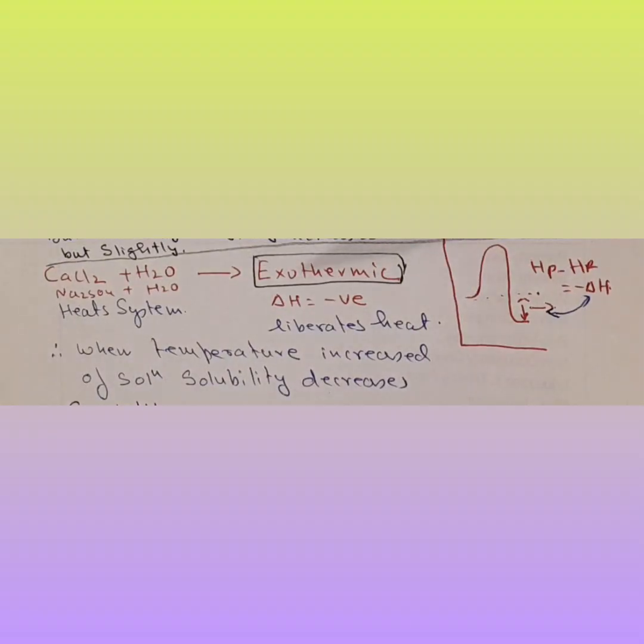Alright, now let's check out the exothermic process. Calcium chloride, sodium sulfate solution. When we add calcium chloride or sodium sulfate salt in water, it's an exothermic process. This is the profile where this is HR, this is HP. Now when you do HP minus HR, what you end up with is minus delta H. That itself means heat is liberated in the system. So heat is there in the system. So making a solution of these salts makes the system hot, or the water solution becomes hot.